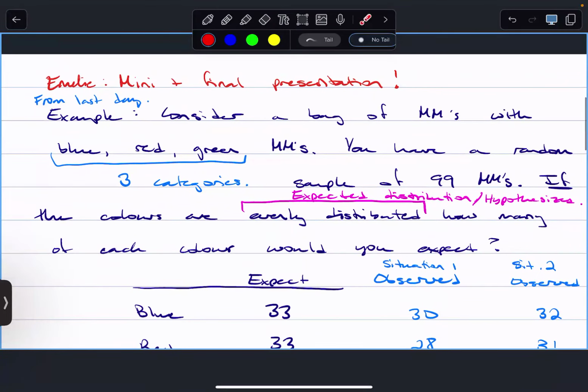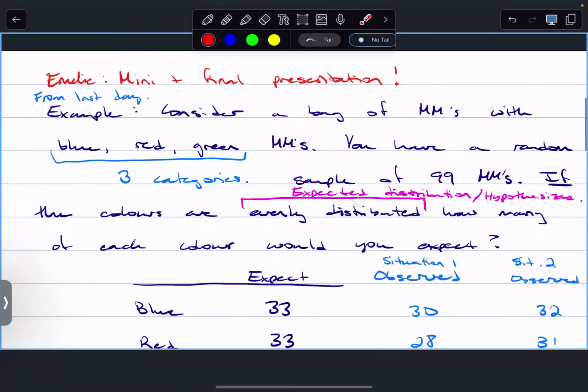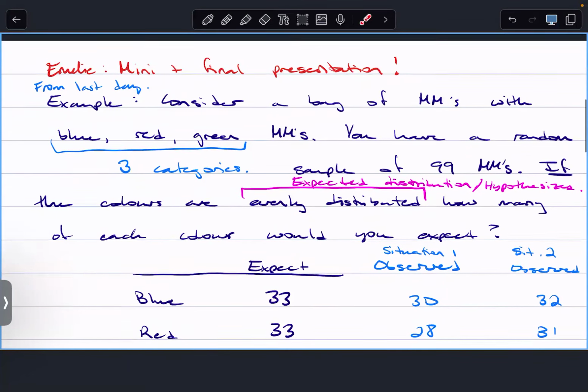So last day we started talking about chi-squareds, which is if we have 3 or more categories that we want to compare. We'll work with this made up example. So consider a bag of M&Ms, which have just 3 colors, just because I don't want to do a ton of math. So blue, red, and green. And you have a random sample of 99 M&Ms.